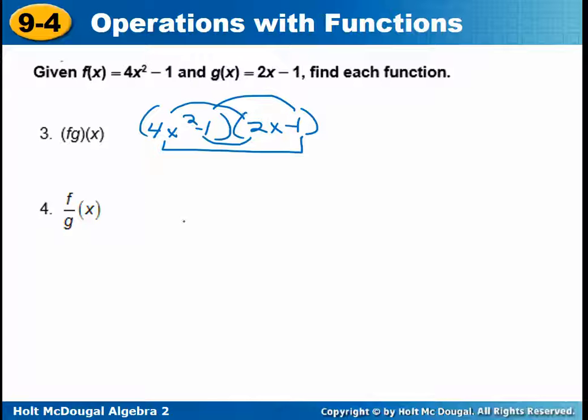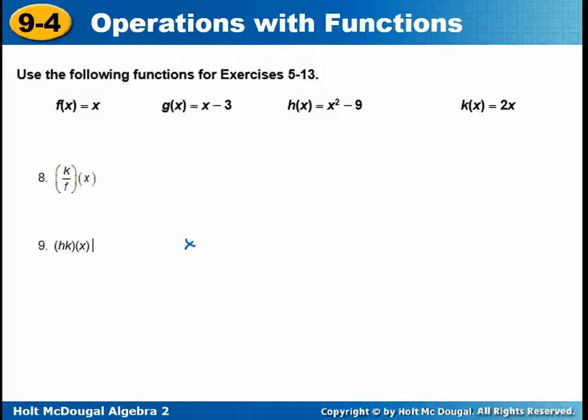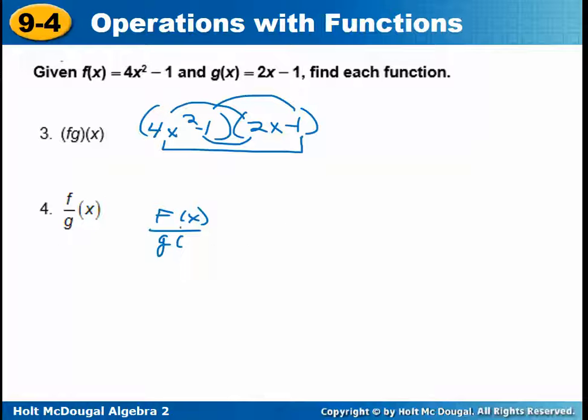For number 4, we're going to take f of x over g of x. So let's see what that would look like. We would have 4x squared minus 1 over 2x minus 1. Now you may not recognize it, but this part here is difference of squares. We have something squared minus something squared. So that means we can write this as the square root of the first part minus the square root of the second part, and then the square root of the first part plus the square root of the second part.